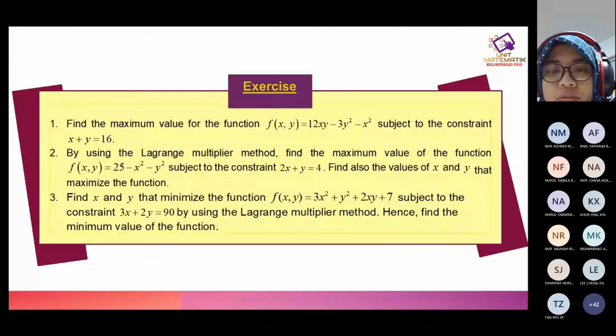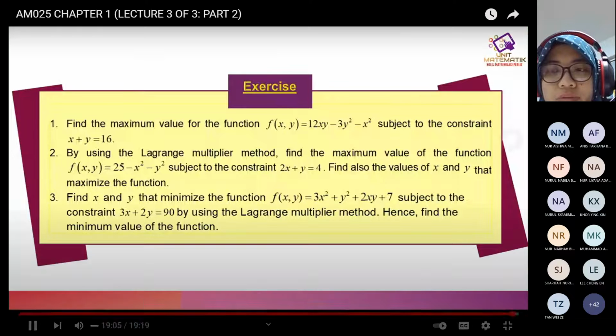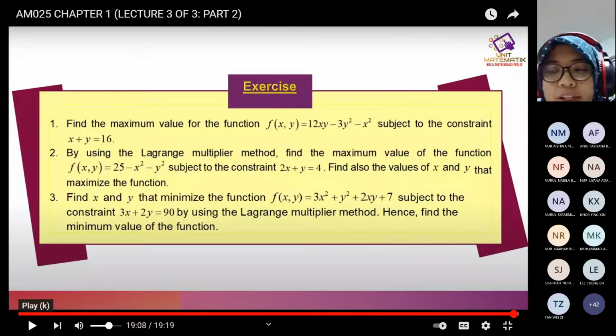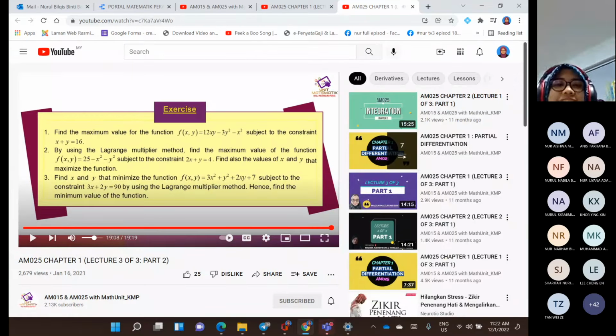At the end of this subtopic, you should try to solve this question carefully. Okay, good luck and bye. Okay, bye. Okay, so that's it for chapter 1, lecture 3. Lecture chapter 1 is finished.